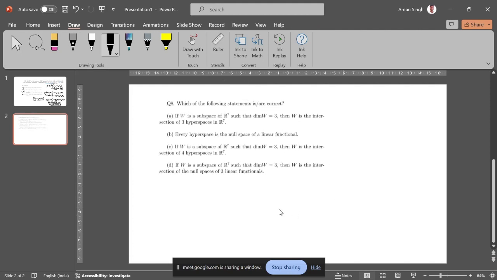You can see it, right? Let me read it for you. Which of the following statements is correct? If W is a subspace of R7, the dimension of W is 3, then W is an intersection of 3 hypersurfaces of R7. So this question is asking whether W is an intersection of 3 hypersurfaces.